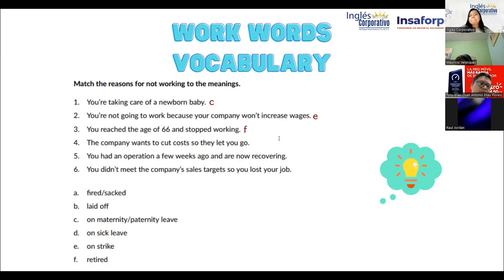Laid off or fired? Laid off, because the company wants to cut costs, so they let you go, but you didn't do anything bad. I mean, it's something about the company. Number five, you had an operation a few weeks ago and are now recovering.